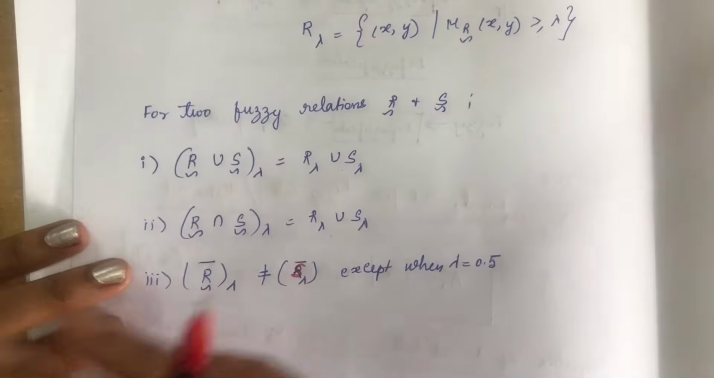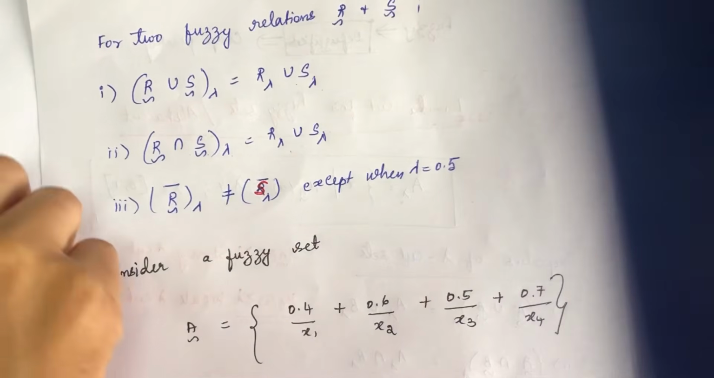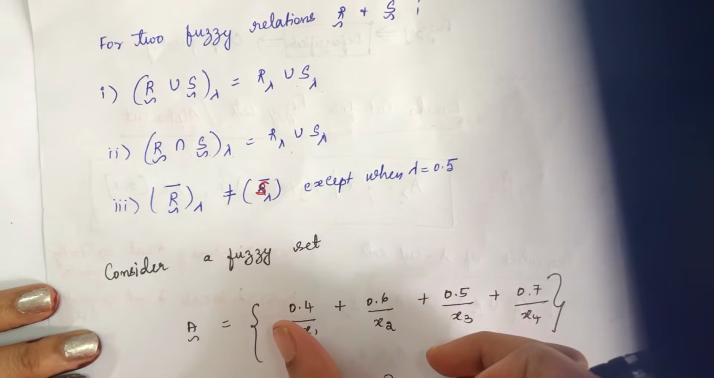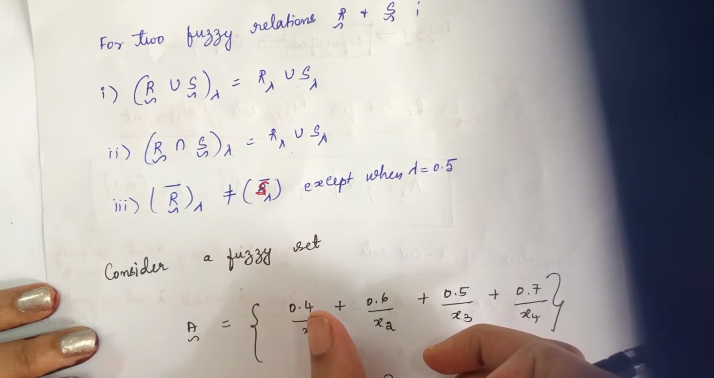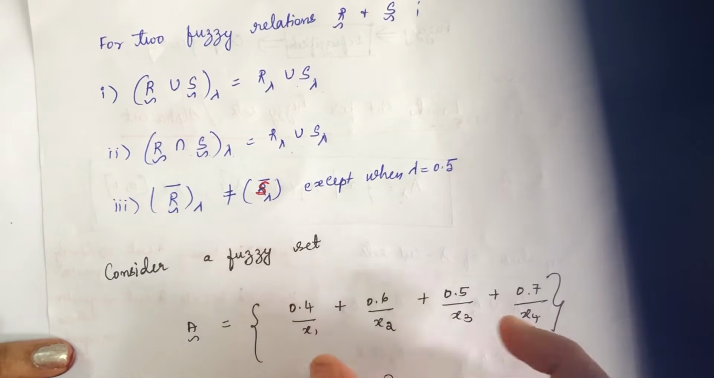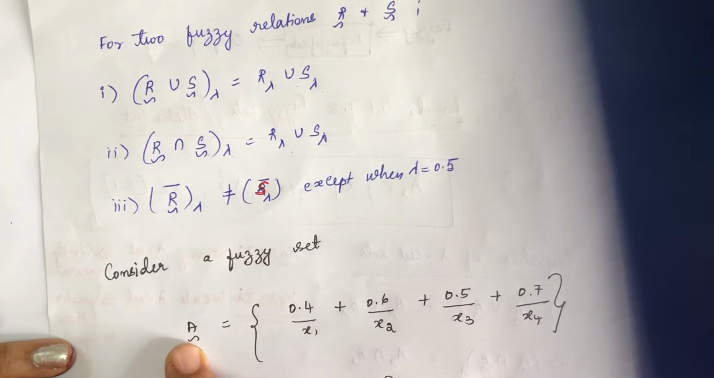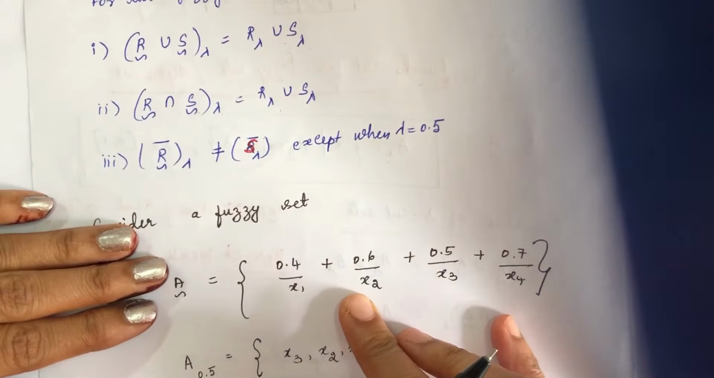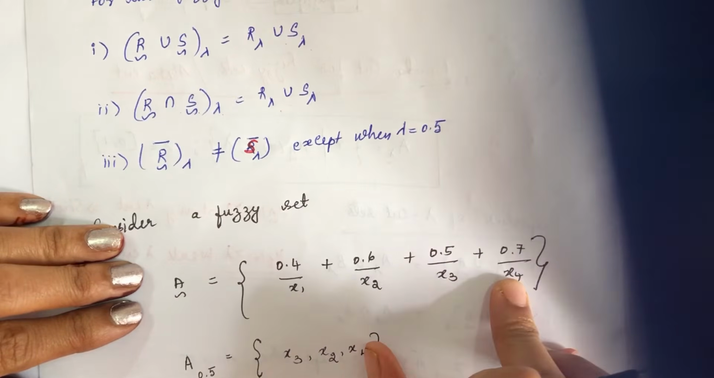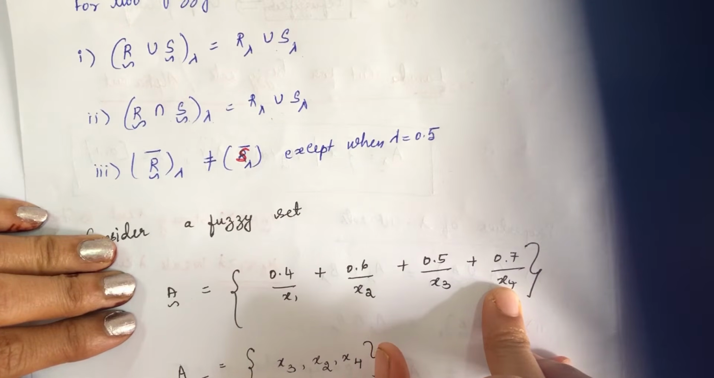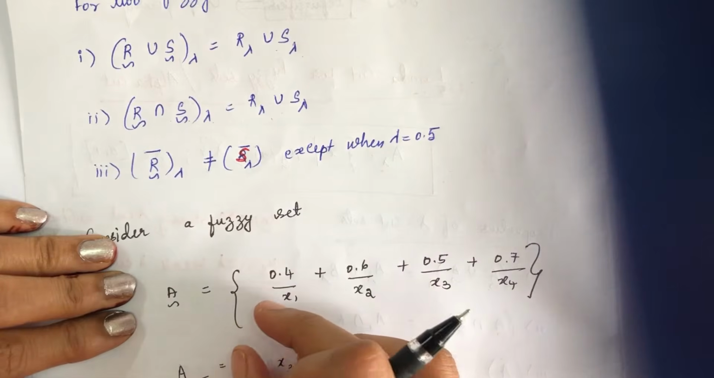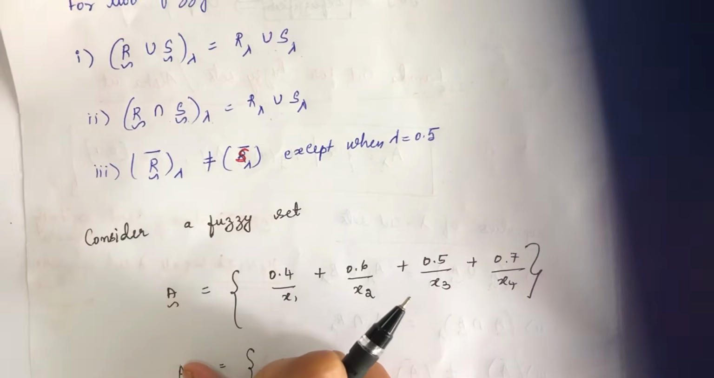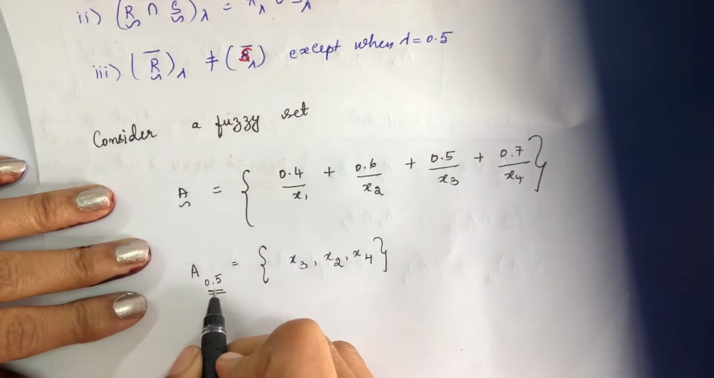Now I'll explain the example. A problem is given where a fuzzy set is given, and they are asking you to convert it into a crisp set. The fuzzy set is A tilde bar equals 0.4 by x1 plus 0.6 by x2 plus 0.5 by x3 plus 0.7 by x4. We are going to use the lambda cut method for converting this fuzzy set into a crisp set. Here the lambda value given is 0.5.